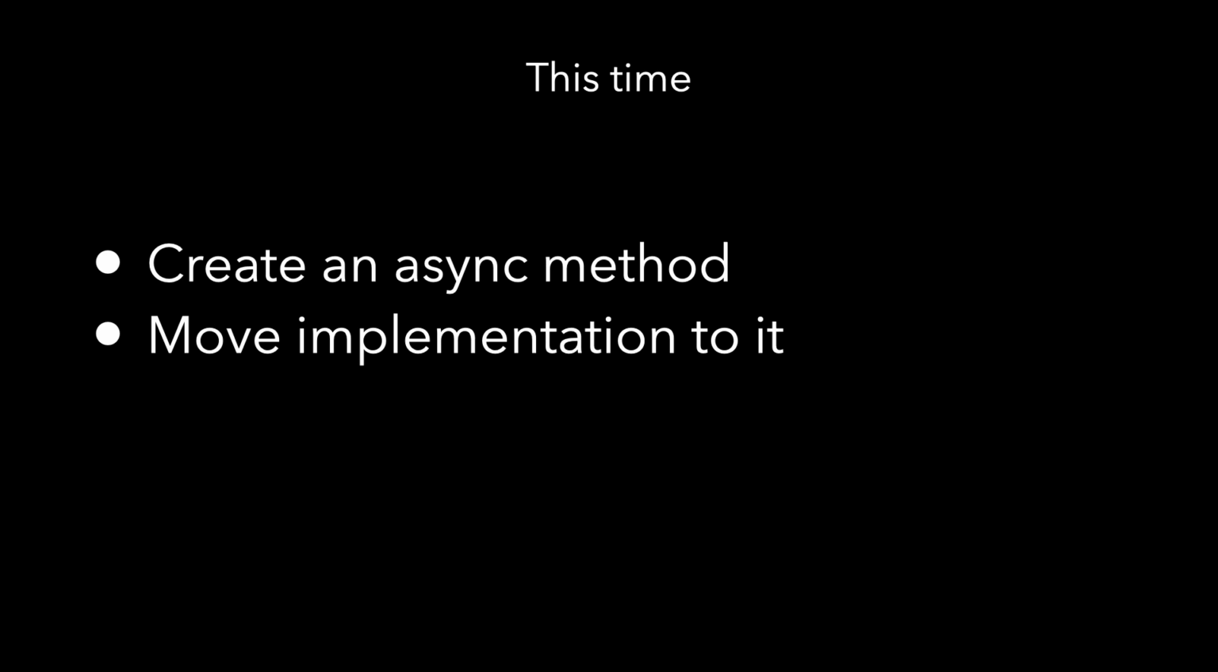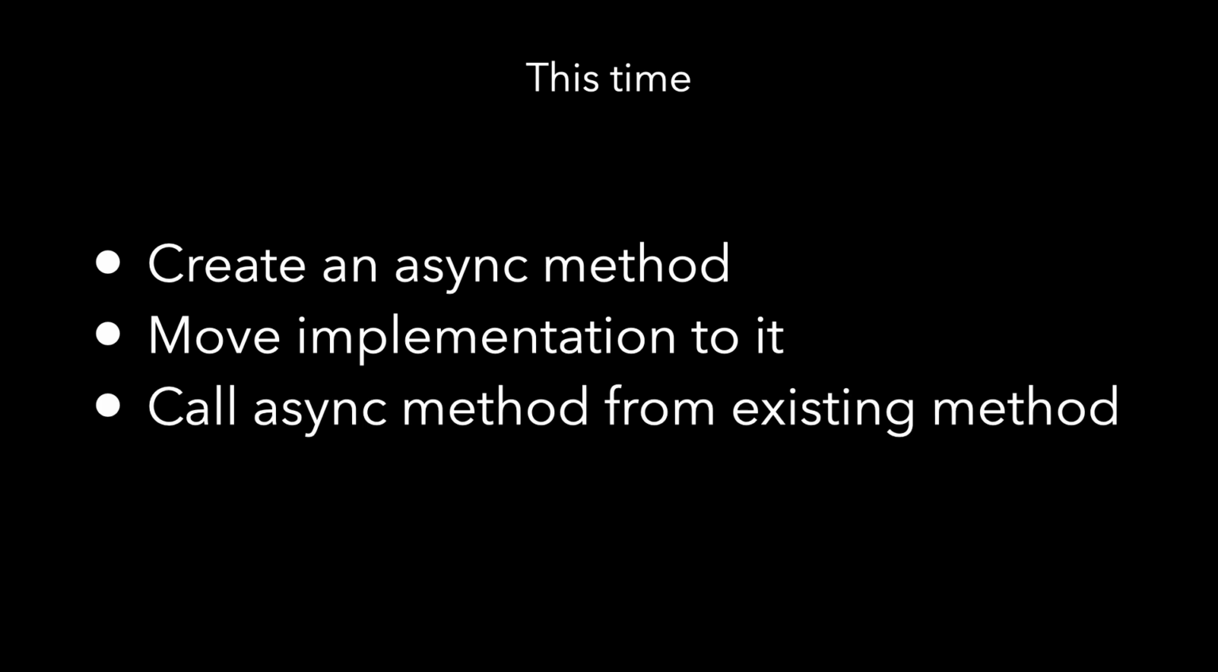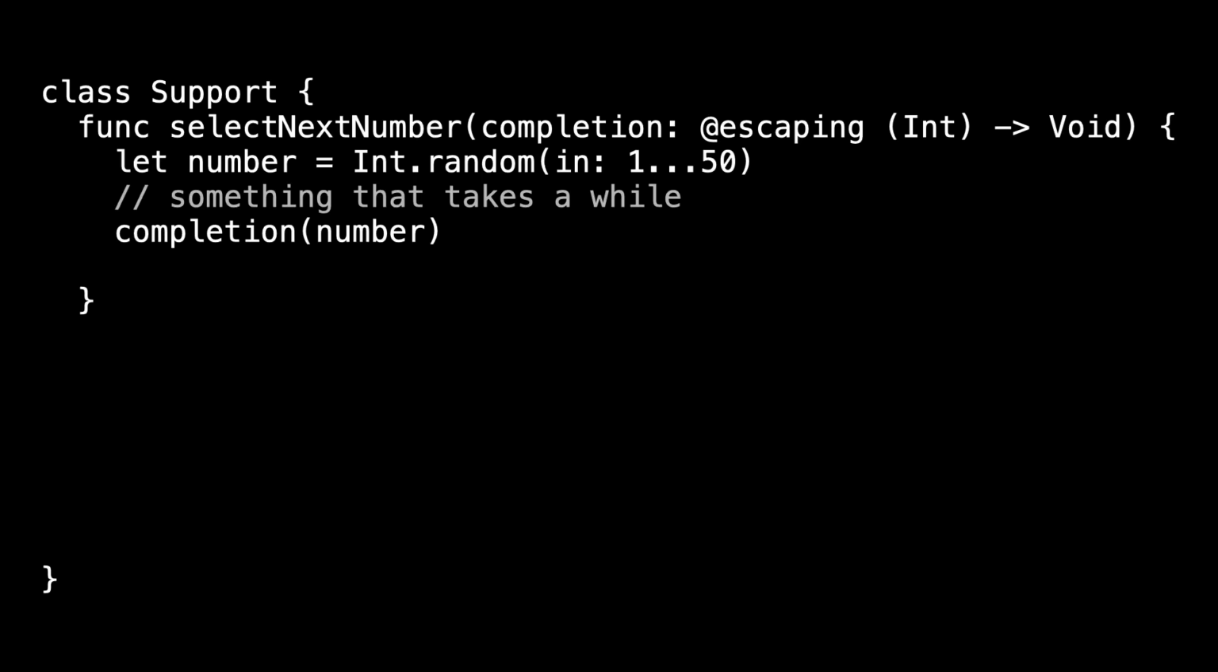Now let's look at an async alternative. There are two strategies. Strategy 1 we'll look at this time, where we'll create an async method, we'll move our implementation to it, and then we'll call the async method from the existing method. So main view isn't going to have to change at all. It will still call the closure-based API, and that method will go ahead and call our async method. So here's our existing method. Remember, the closure takes an Int and returns nothing, and that helps us see that when we create nextNumber as an async method, because there's an Int expected by the completion, nextNumber must return an Int.